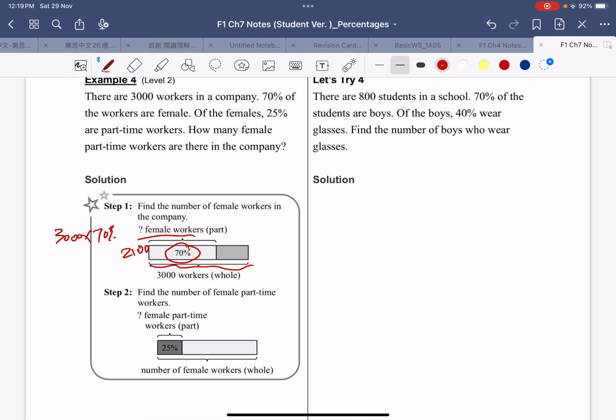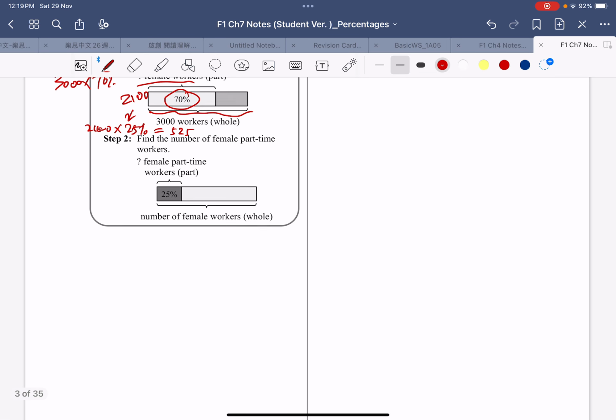And then 25% are part-time. So the female part-time workers will be this number. Continue to find the 25% of it. So 2100 times 25% is the part-time female workers. The number will be 525, right? So how to write it down? These are the rough words only.